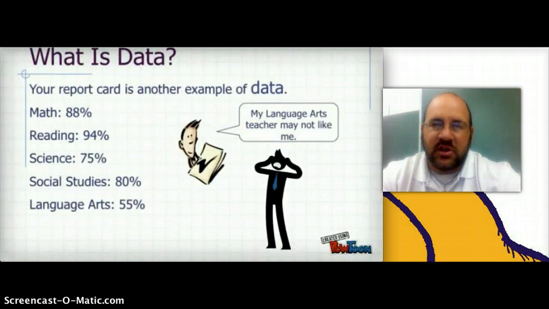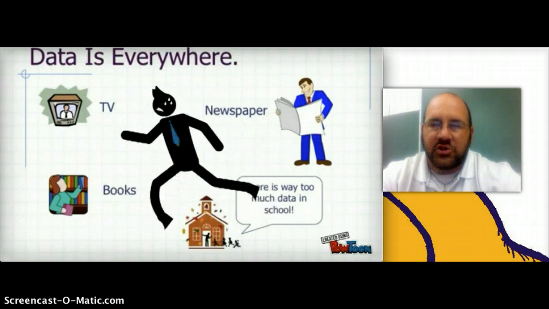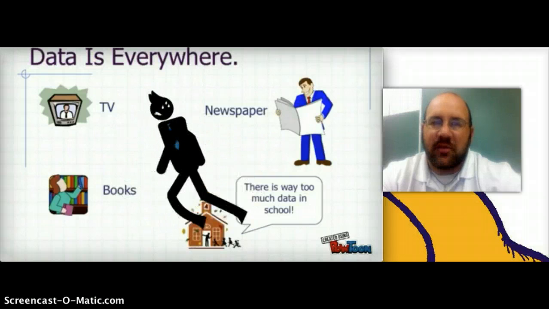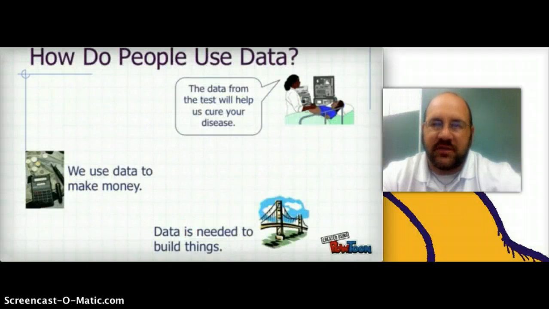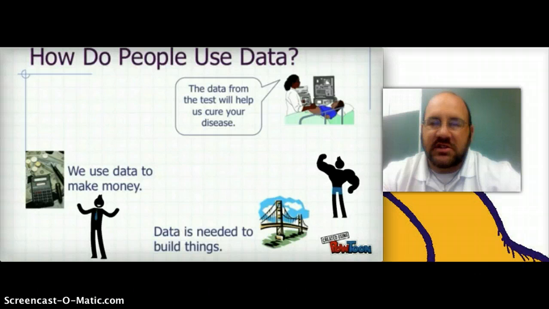Your report card is also an expression of data. It shows the average of the grades that you earned. No matter where you go, no matter how hard you run, you cannot escape from data. It's everywhere, on TV, in books. Okay, we use it to make money. We can use it also to build things, to design things, to plan things. We can also use it to solve problems, to cure disease.